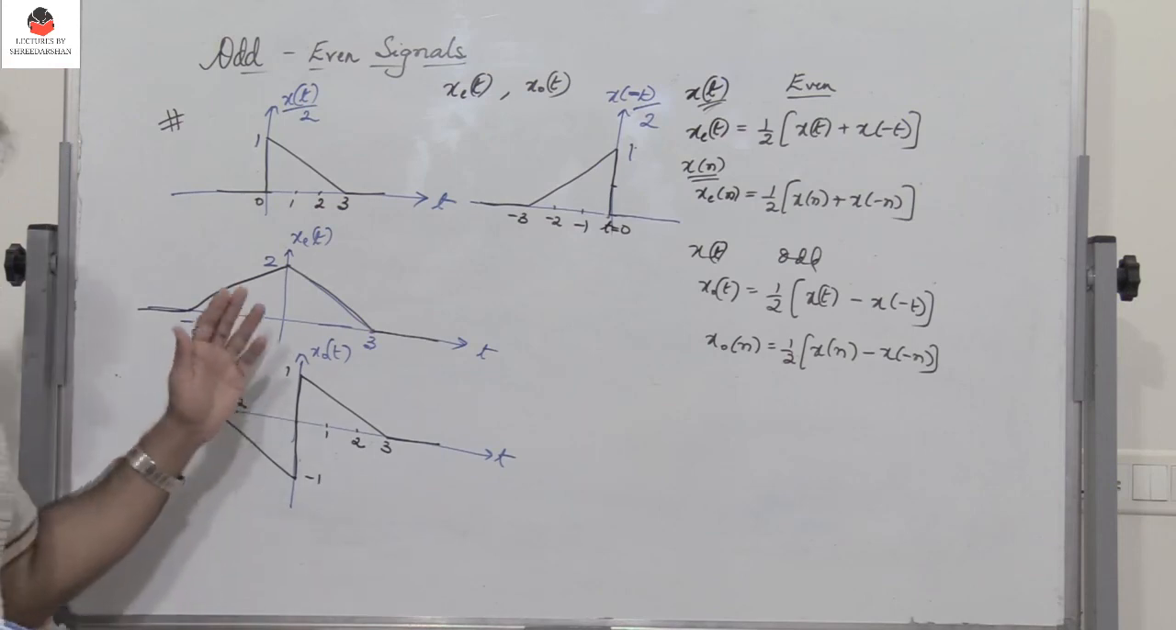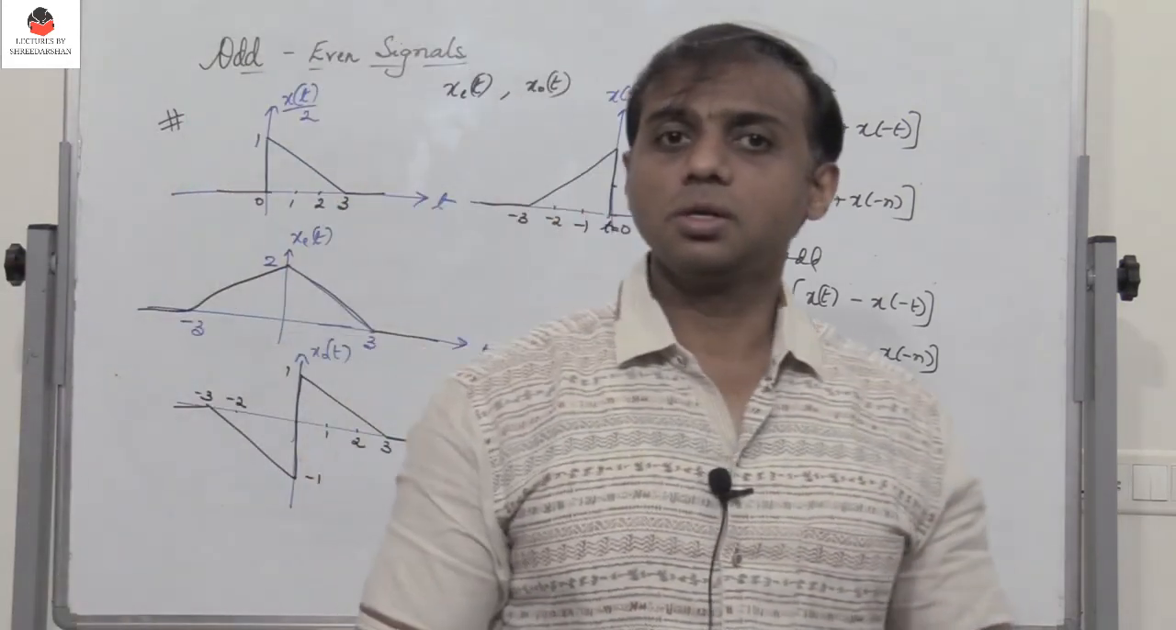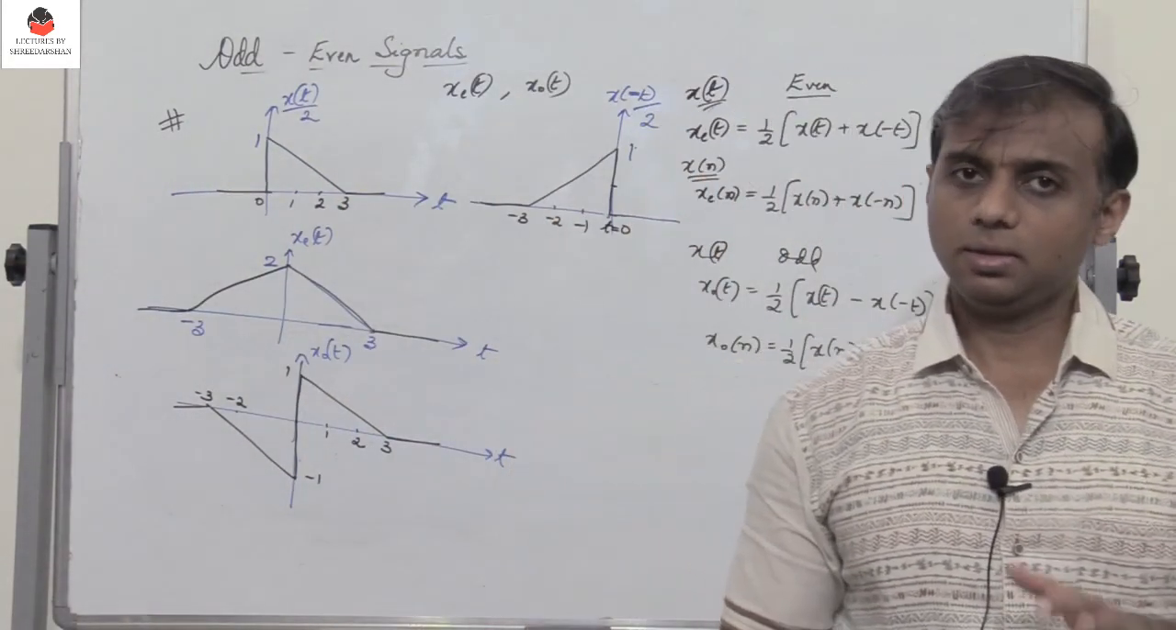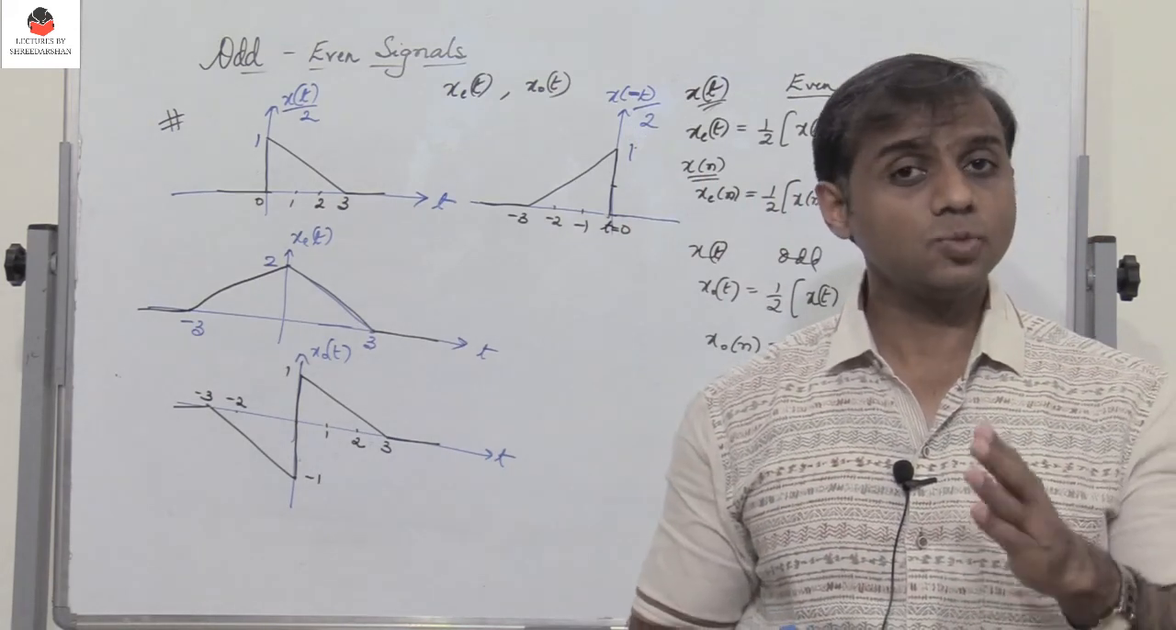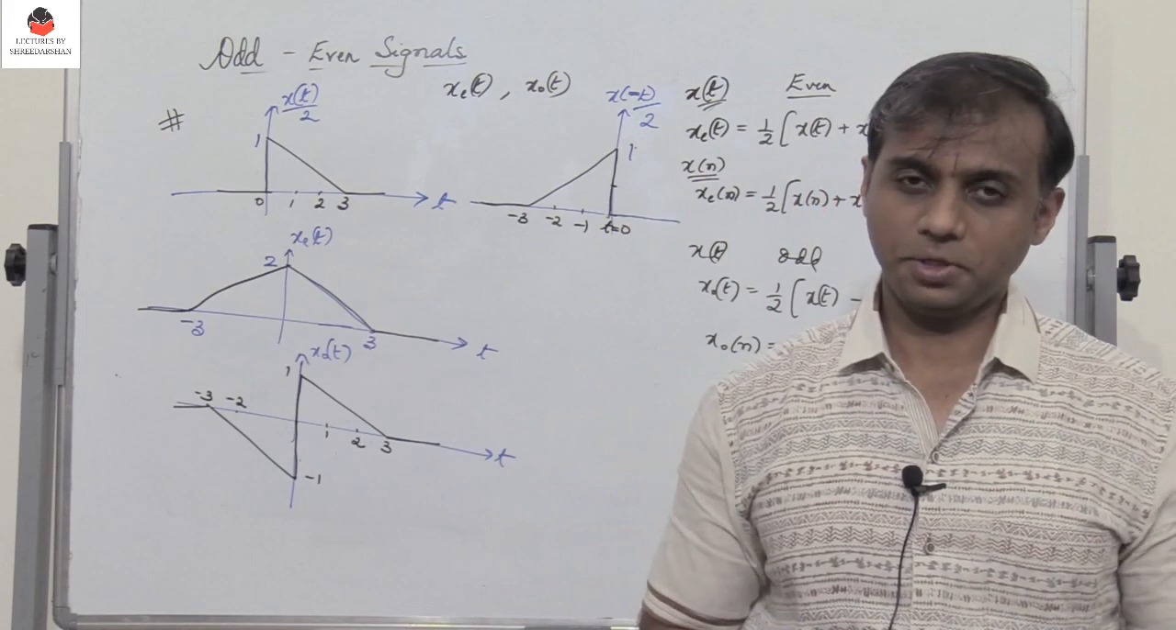Very easy set of problems. This is one of the easiest topics in signals and systems, where we try to obtain the even as well as the odd component for the given signal x of t.